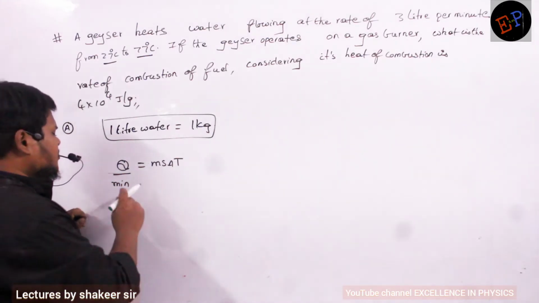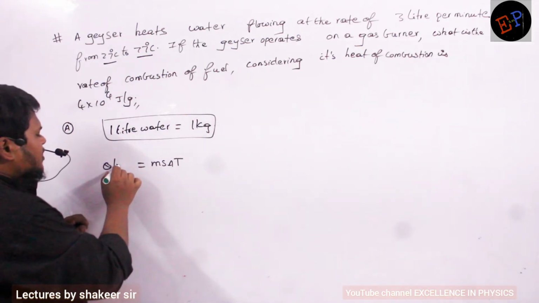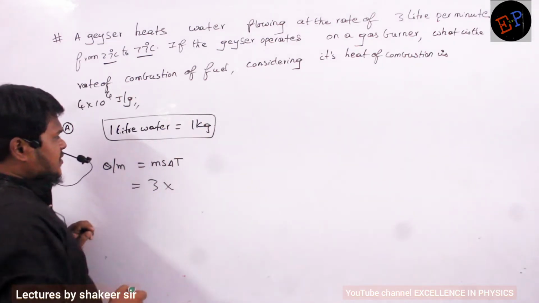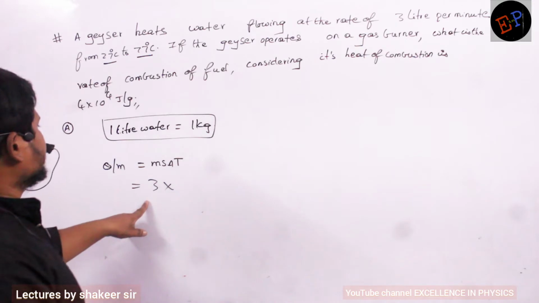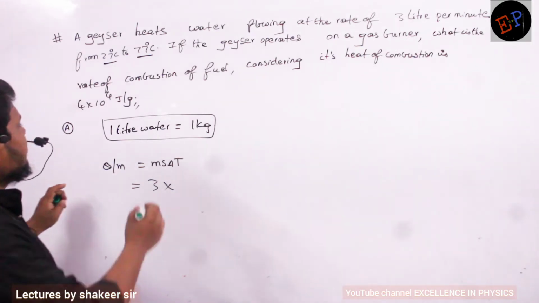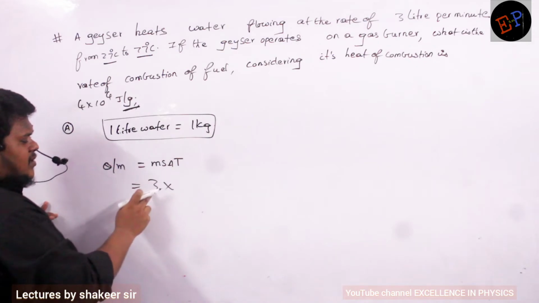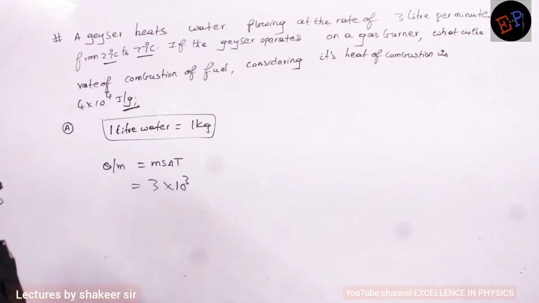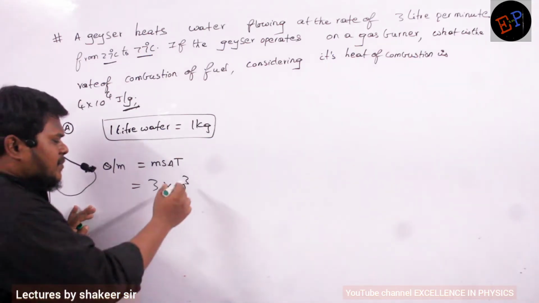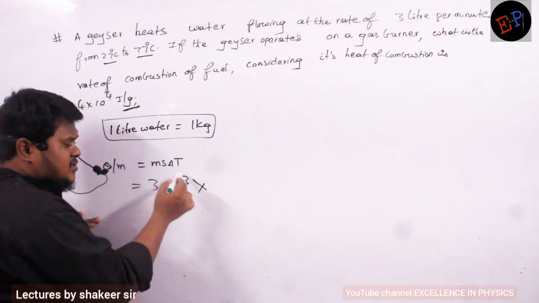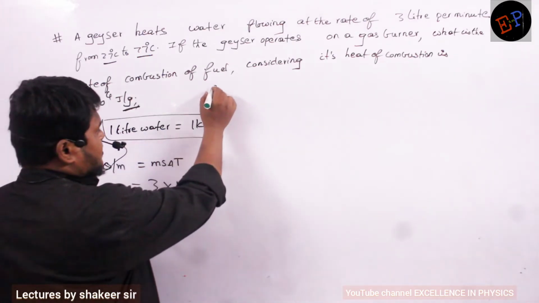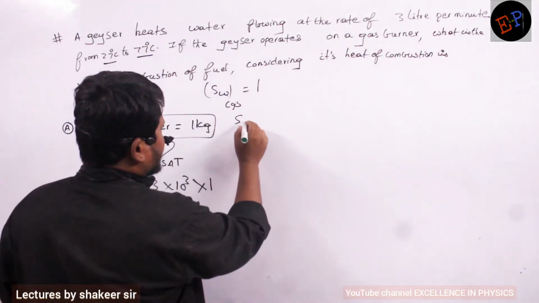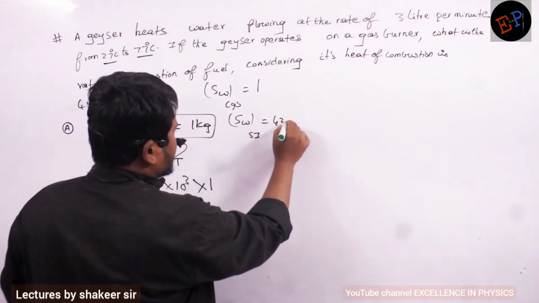So how much will it be? Q by M will be equal to the mass of water, which is 3 kg because it is 3 liters. Here he gave the specific heat in terms of grams, so I will convert kgs into grams. 3 kg means 3000 grams, 3 into 10 power 3. Multiplied by the specific heat of water in CGS system, which is 1. Specific heat of water in SI system is 4200.